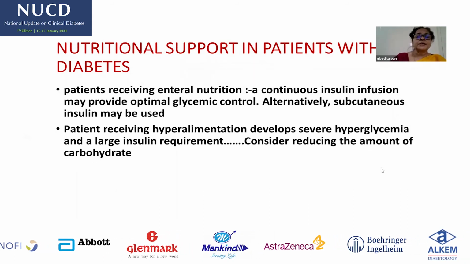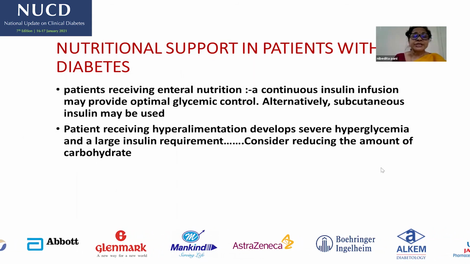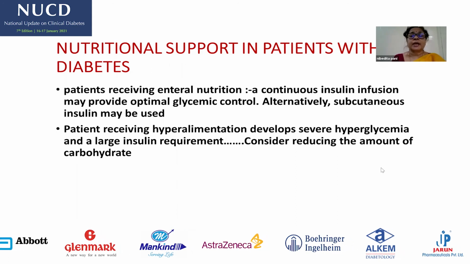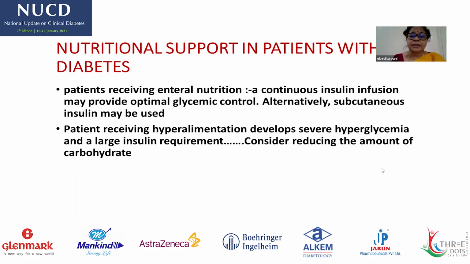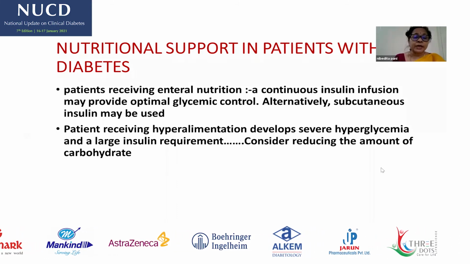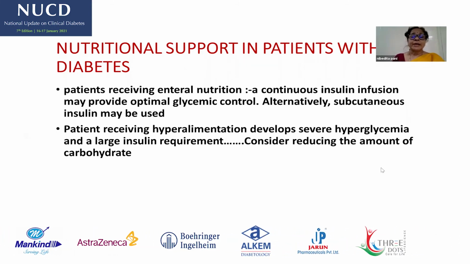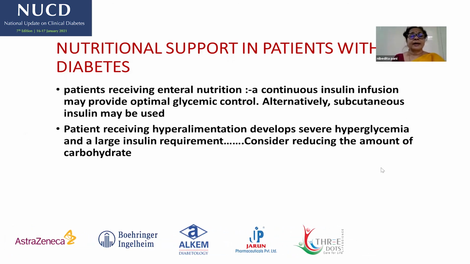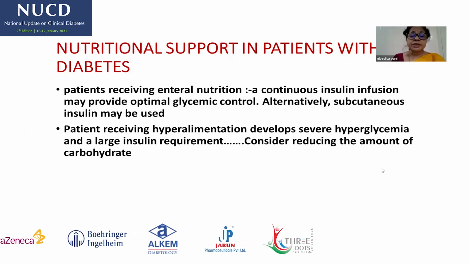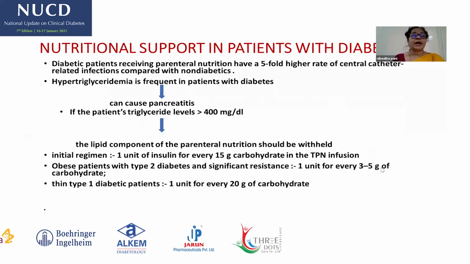And what is the nutritional support in patients with diabetes? In patients receiving enteral nutrition, a continuous insulin infusion may provide optimal glycemic control. Alternatively, subcutaneous insulin may be used. Patients receiving hyperalimentation develop severe hyperglycemia and a large insulin requirement, so consider reducing the amount of carbohydrate.